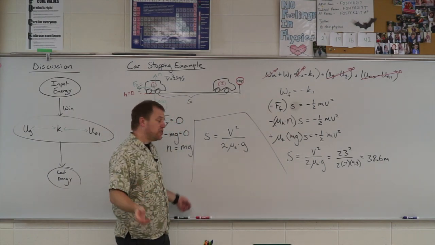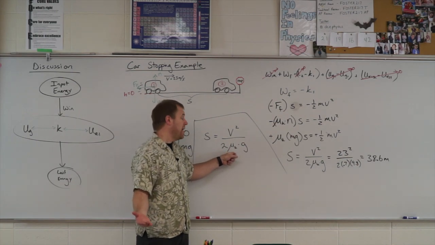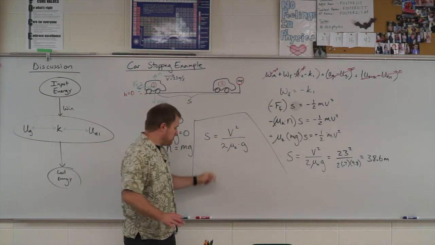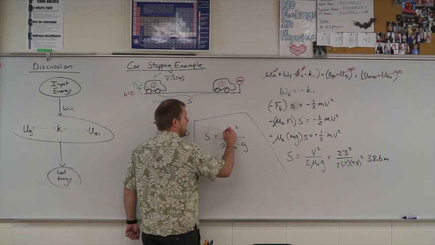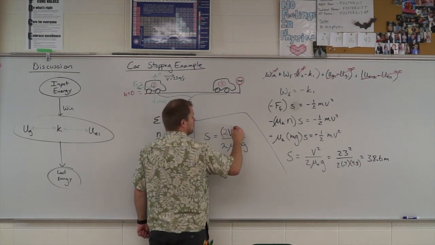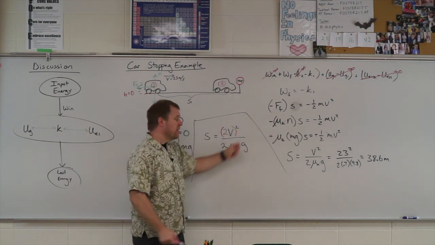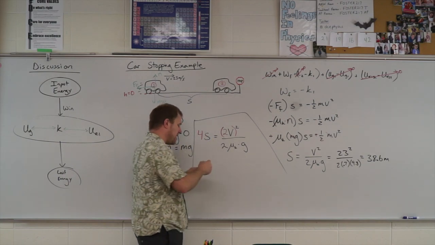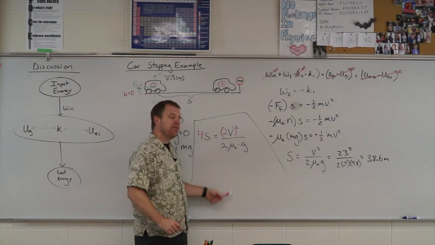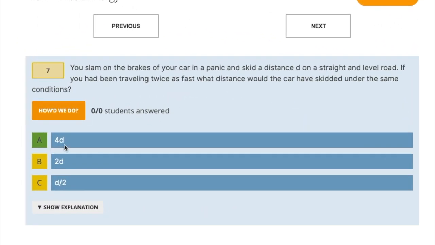So the only way to change s is if I change the coefficient of friction, meaning the road's icy or wet, or I change my speed. And if I go ahead and double that speed, essentially I've multiplied this side of the equation by 2 squared. So that means it's going to take 4 times as long for you to stop if you're going twice as fast. So yeah, the correct answer here, 4 times that distance. Twice the speed, 4 times that distance.